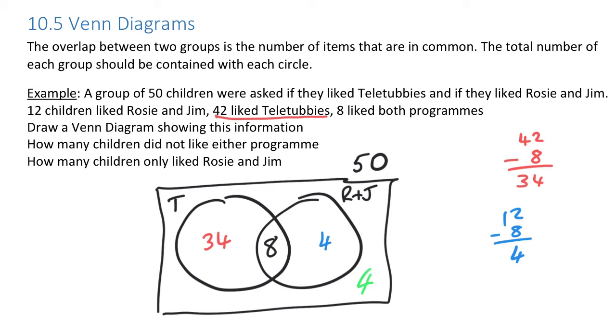So we've drawn our Venn diagram. How many people did not like either program? Well, we've just worked that out to be 4. And how many children liked only Rosie and Jim? So only Rosie and Jim is this part of the circle that is exclusive to Rosie and Jim. So what we know then is that there were 4 people, again, who only liked Rosie and Jim.